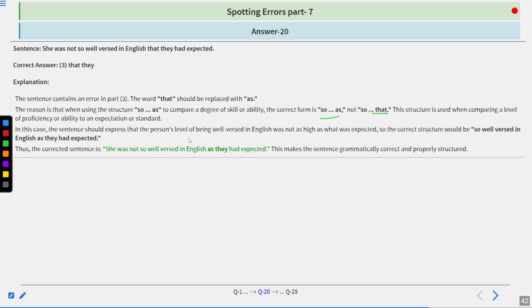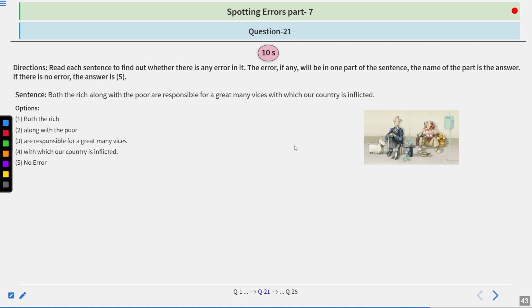The sentence should express that the person's level of being well versed in English was not as high as what was expected. So the correct structure would be so well versed in English as they had expected. The correct sentence is, she was not so well versed in English as they had expected. This makes the sentence grammatically correct and properly structured. Let's move to the next question. Both the rich along with the poor are responsible for a great many vices with which our countries inflicted. Options are given below. You have 10 seconds to spot the error.